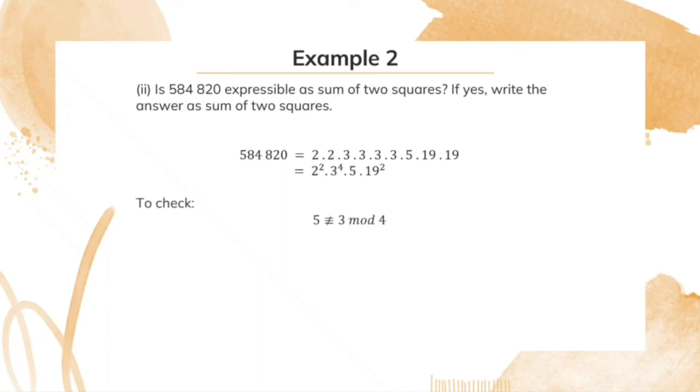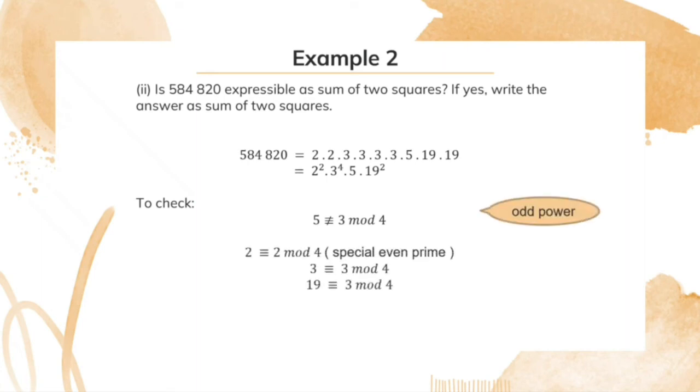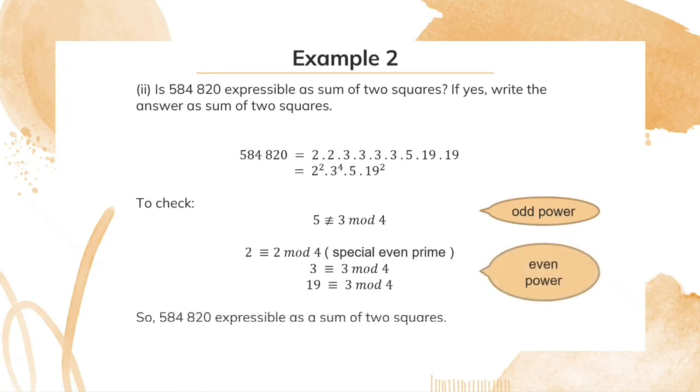So we know that 5 is not congruent to 3 mod 4 and 2 is congruent to 2 mod 4, which is the special even prime. 3 and 19 are congruent to 3 mod 4. We can see all of these primes fulfill the theorem. So we can say that 584,820 is expressible as a sum of two squares. So we have to write the answer as a sum of two squares.